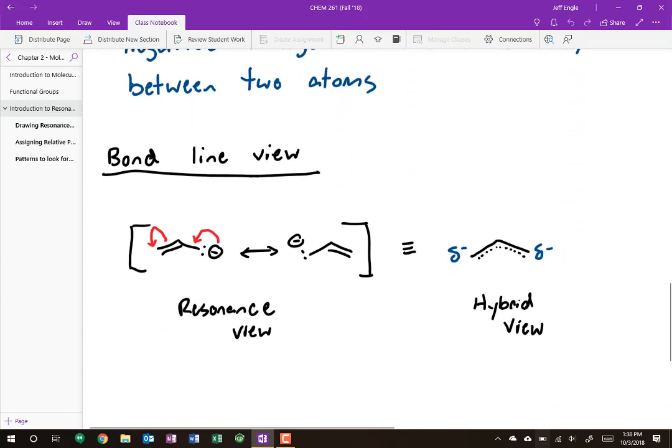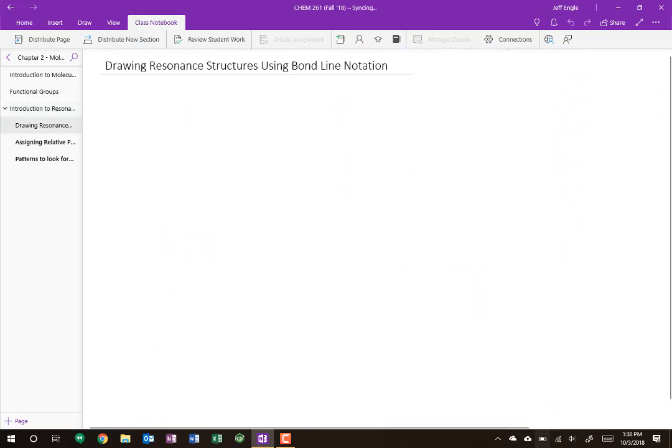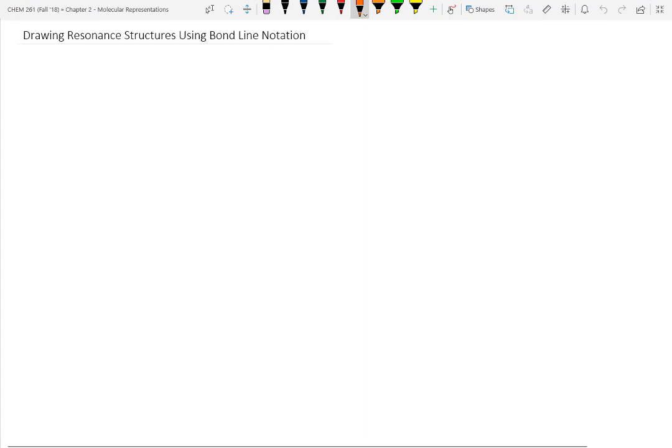So what we're going to do today is practice drawing resonance structures. We did a little bit yesterday, but didn't get too far into it. And I'll show you my basic rules.